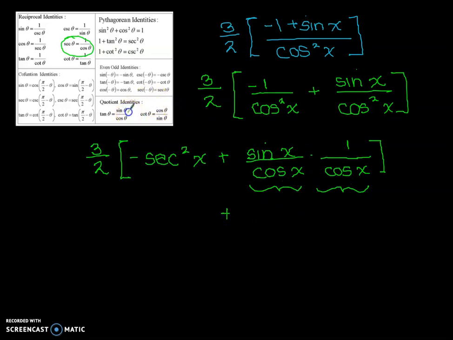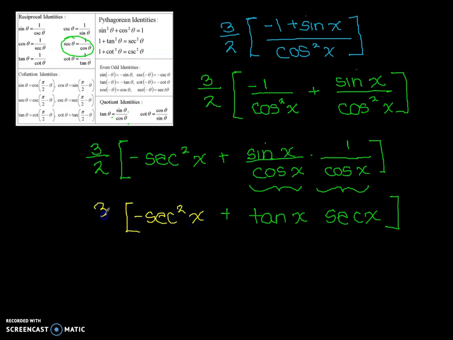So under the quotient identity, sine over cosine is tangent. And 1 over cosine, we saw already, is secant. And I'm going to bring down what I haven't used or have already simplified, and that's negative secant squared and 3 over 2. So that's pretty much it. We could try to check if you could simplify a little further, but I'm just going to stop here because you can't. And there is one other thing you could do, and it's not a big deal.